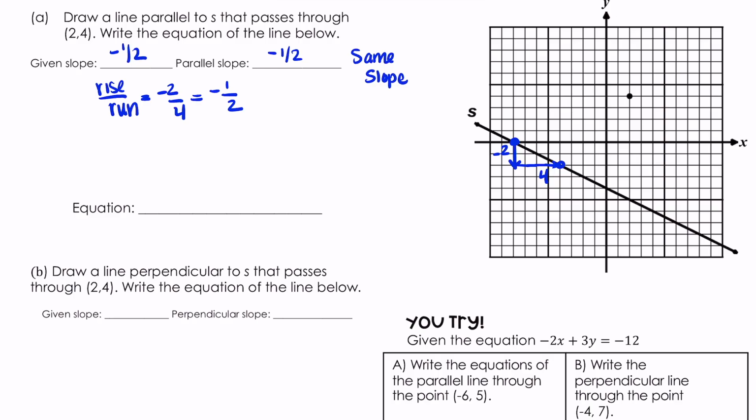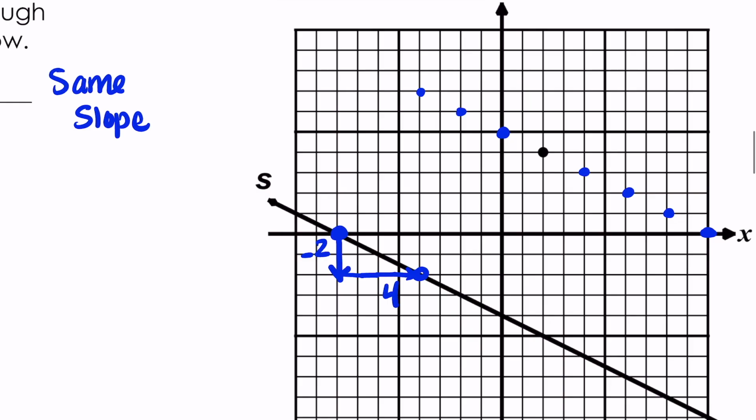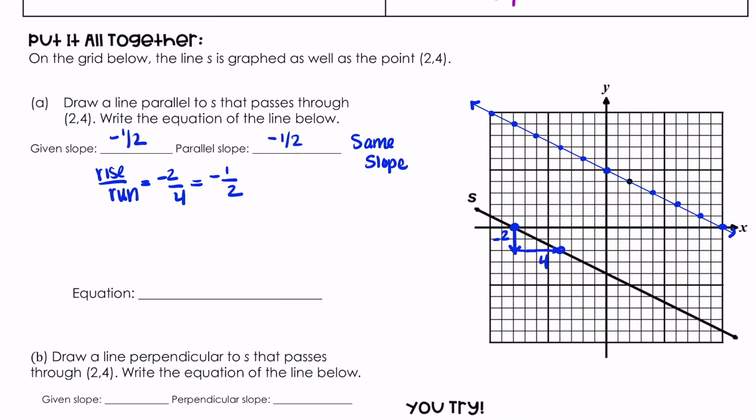Now it wants us to draw a line parallel to S going through the point (2, 4). So what I'm going to do is go down 1, right 2, because it's going to be the same slope. Down 1, right 2, down 1, right 2, and I run out of room. Now I'm going to go backwards. So I'm going to go up 1, left 2, repeating that several times. And then I have my line. And if we look, these two lines are never going to intersect whatsoever. They're perfectly parallel to each other.